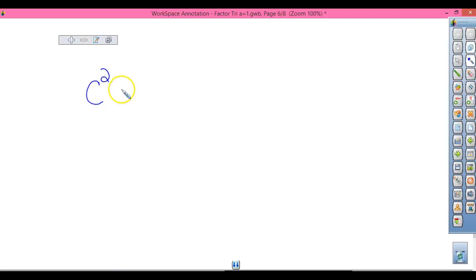C squared minus C minus 42. Okay. My two numbers are multiplying together to be negative 42. They're adding together to be negative 1. Okay, negative 1, yep. Because if I just have a C here, how many C's is it? It's 1. Okay, so I need them to add up to negative 1.